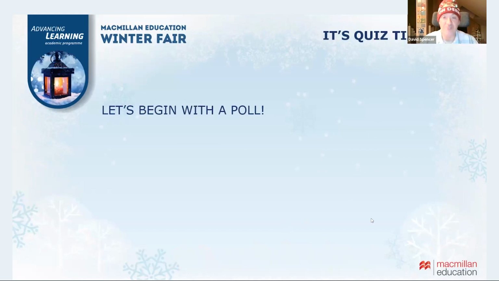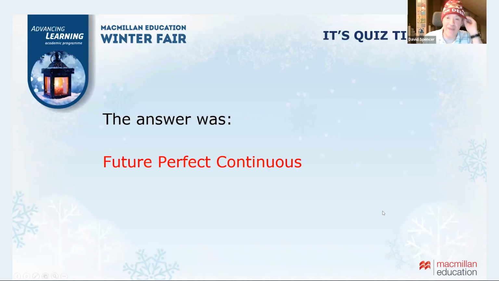Your answers. So 400 out of 451 people have chosen the answer, the future perfect continuous. And that means that 400 people were completely correct, okay? So you got the correct answer. It was the future perfect continuous. And I'm sure lots of you out there are feeling very, very warm and fuzzy and glowing right now. I hope I'm right. I've got another question for you, okay?